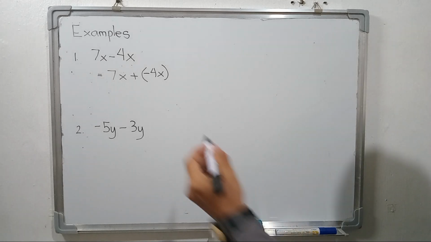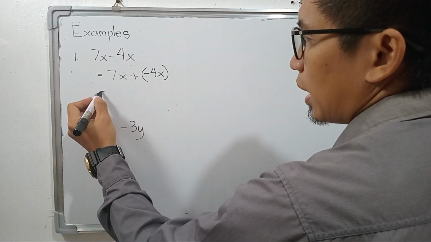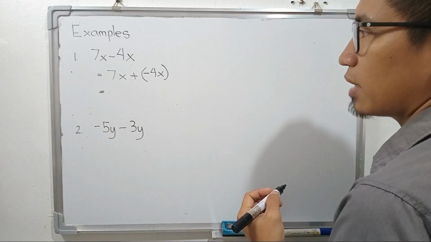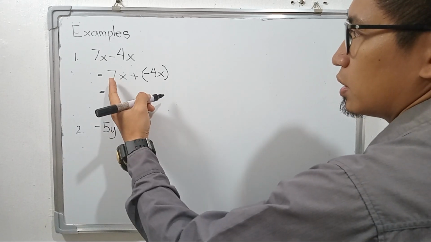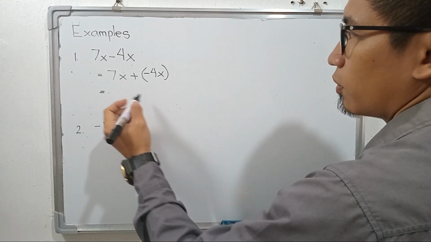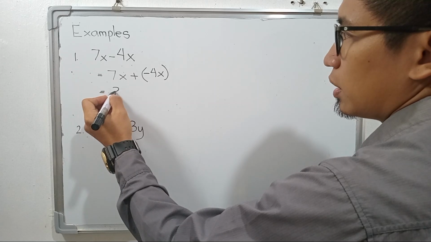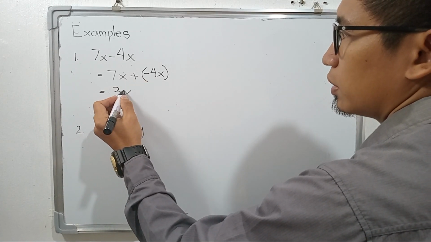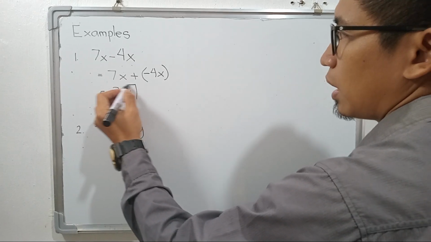So let's proceed. So now we add 7x and negative 4x. We add their numerical coefficients. 7 plus negative 4 is positive 3, and then we copy their common variable x. This will be our answer.